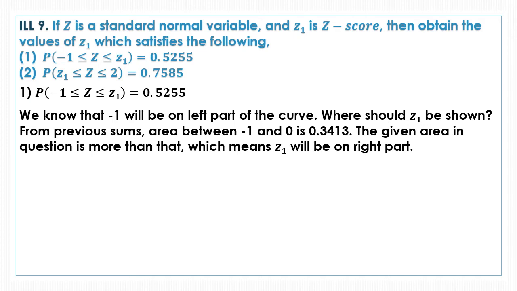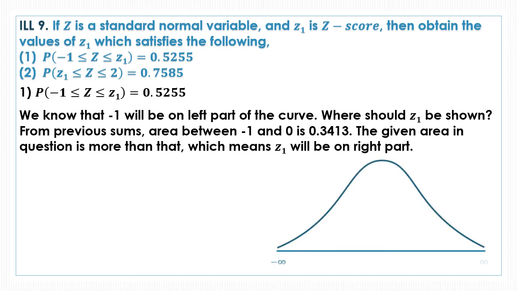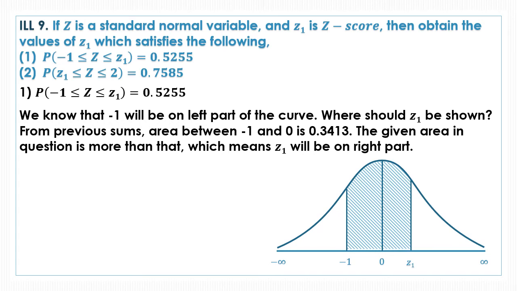So negative 1 is on the left hand side of the curve, z1 is on the right hand side of the curve, and the area between these two is 0.5255. That means when I draw the curve, it will be something like this: negative 1 on the left hand side and z1 on the right hand side, and this is the area which we are going to calculate. Now the area from negative 1 to 0 is 0.3413, and our question is 0.5255. That means some extra area is required, which will be on the right hand side of the curve.